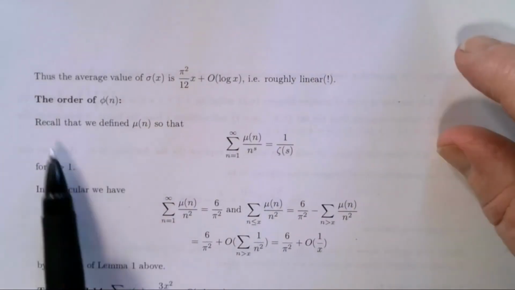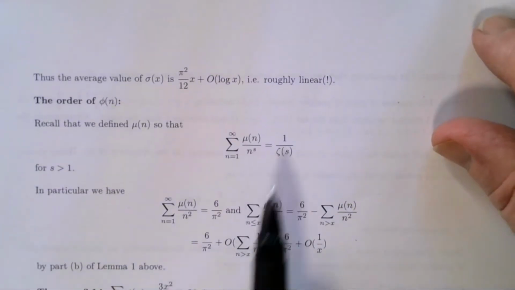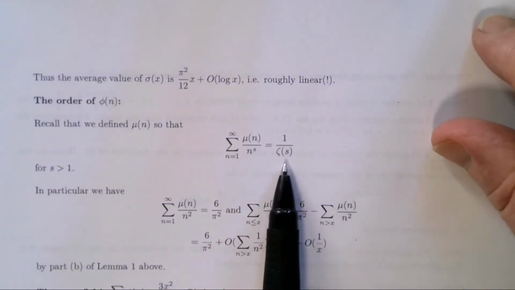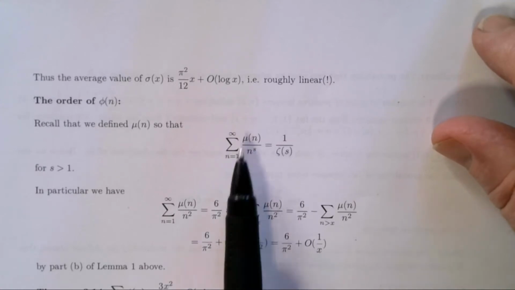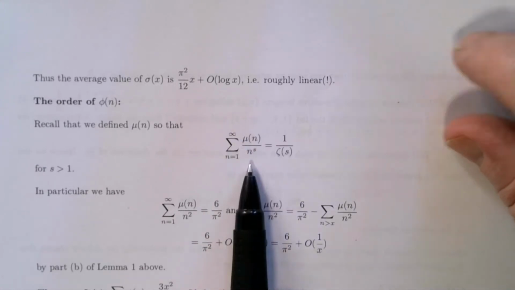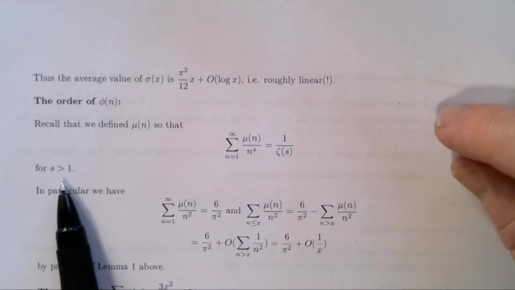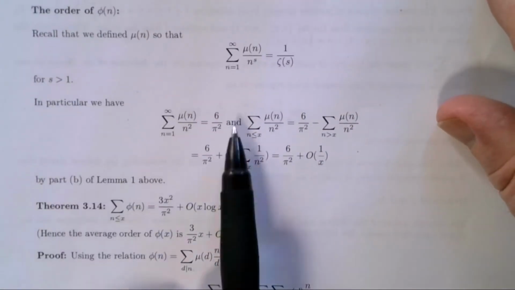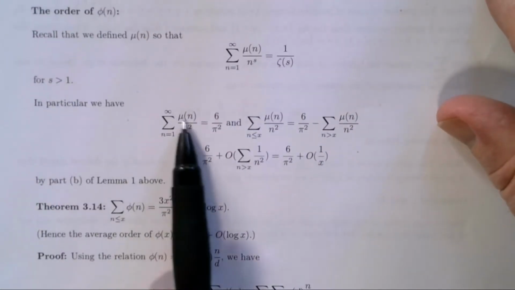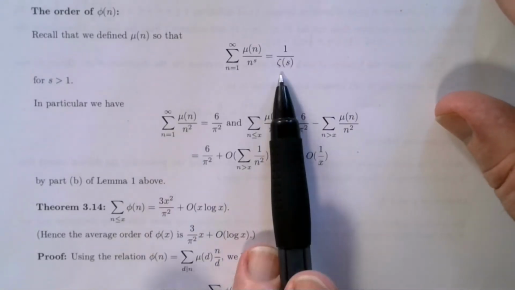So recall that we defined mu of n by taking the reciprocal of the zeta function and expanding that out as a Dirichlet series, and we found that that was just mu of n on n to the s. In particular, this works for s bigger than 1, so if I put s to be 2, then this gives me sigma n equals 1 to infinity mu of n on n squared is 1 over zeta 2, so that's 6 on pi squared.